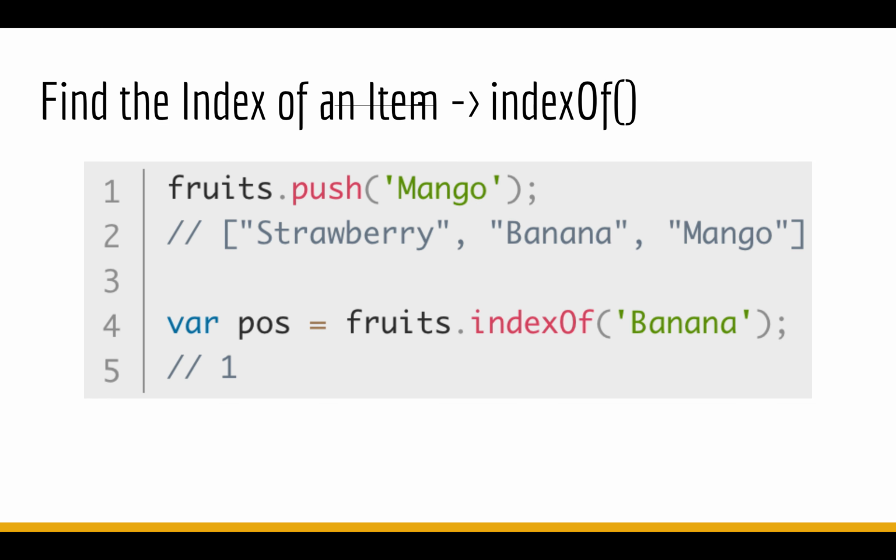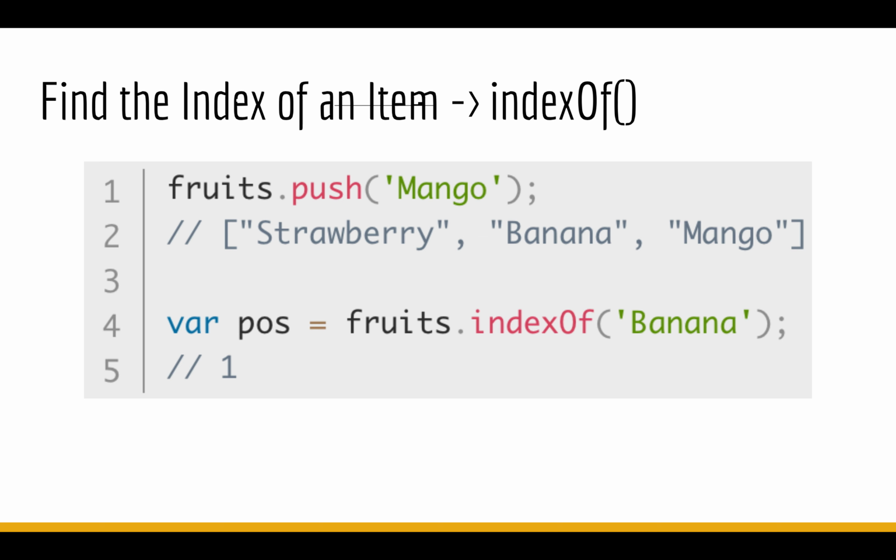If we want to find the index of an item, and this is separate from something we'll see a little bit later, we are providing the item and we just want to find where exactly it matches. Then we can use indexOf, and then again the item we're looking for, and it'll return the index of that. So here we're looking for banana, and this is 0, 1, and so it returns 1.